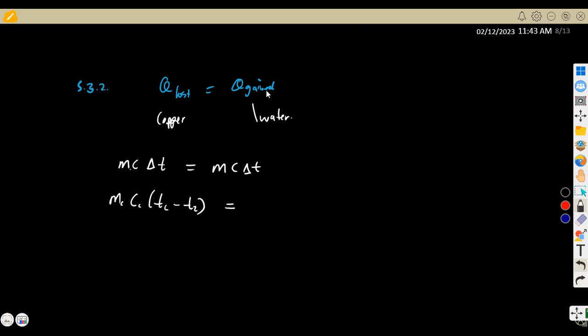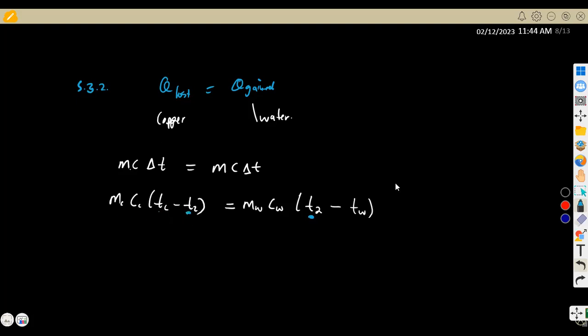Then on the other hand, the water gained heat. So we've got the mass of water, the specific heat capacity of water, then the change in temperature is going to be the final temperature, which is T2, minus the original temperature of water. That is what we have in this case. So what we need is to calculate this value of T2 from this part here.